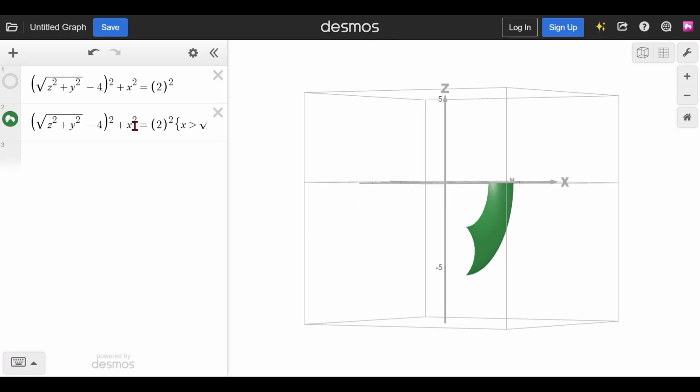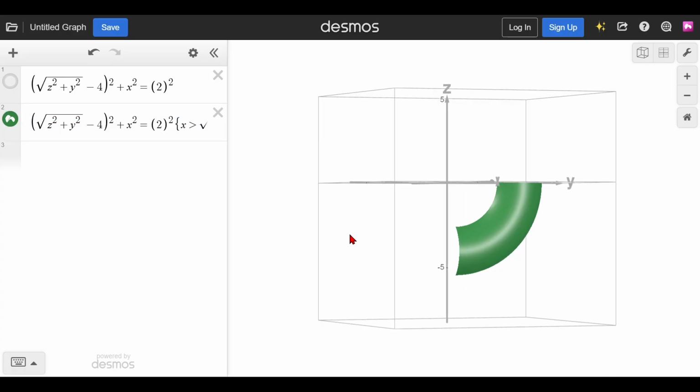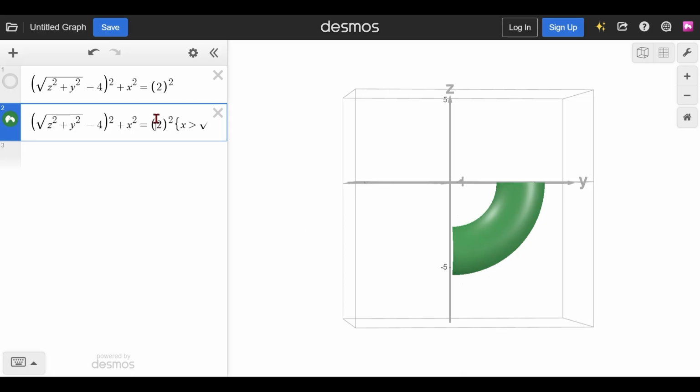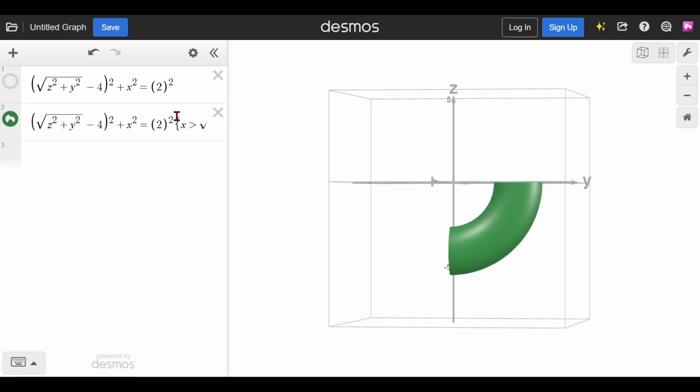And to do these boundaries, you can specify that with parentheses or with these braces that can limit the range of each variable.